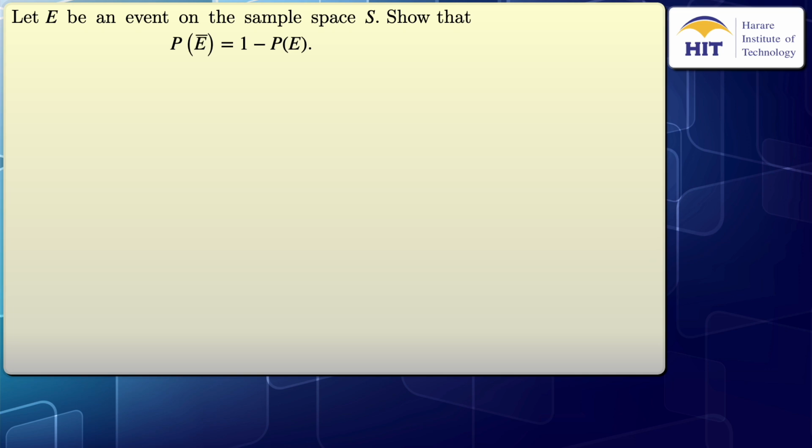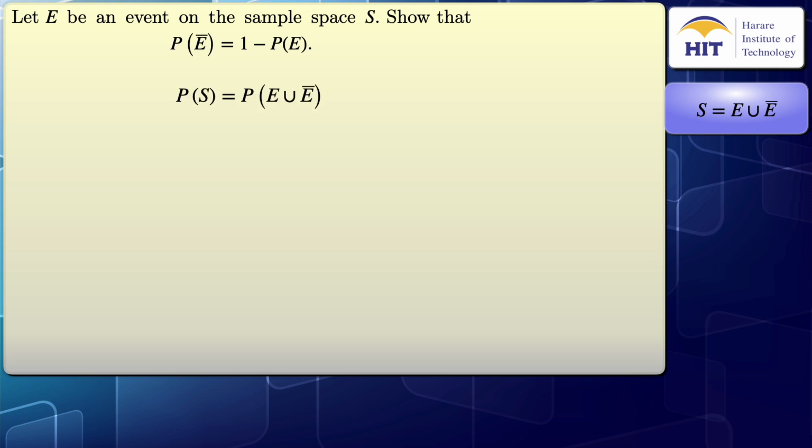We know that when we take the union of an event and its complement, we get the universal set. In this case, our universal set will be the sample space, the set of all possible outcomes. So we would have that the sample space is equal to A union A complement. Taking probability on both sides, we would have probability of S is equal to probability of A union A complement.